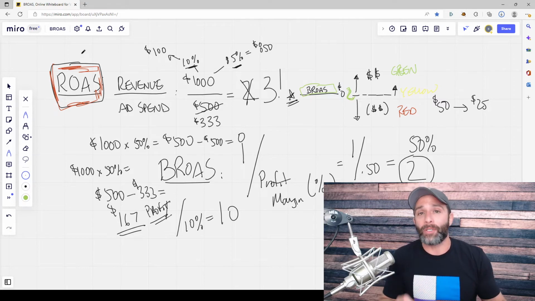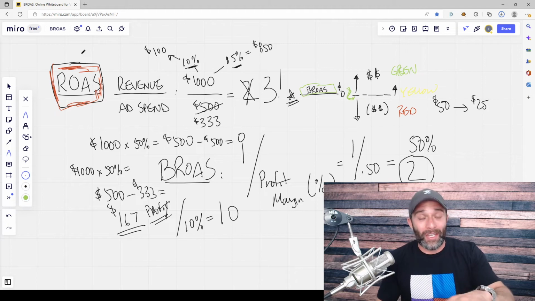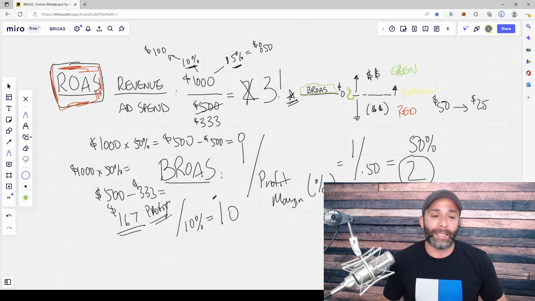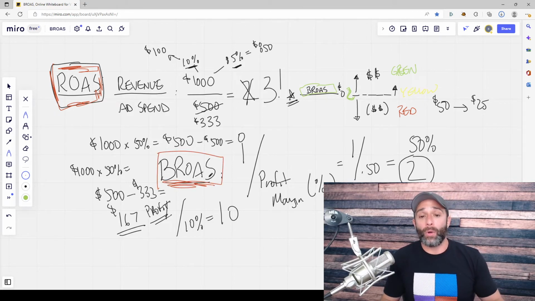Now, there are other numbers in the ad funnel that are really important. We could talk about that at some other time, and I can break those down. There's soft stats, hard stats. But at the end of the day, when we're talking about the most important number, this break-even ROAS is absolutely key, and I encourage you to go.